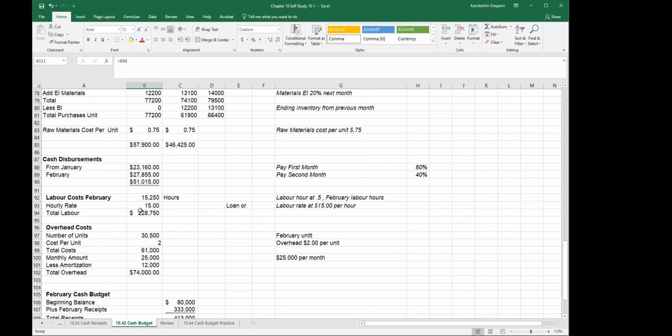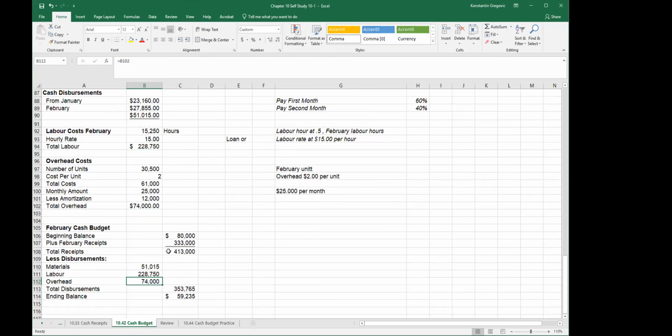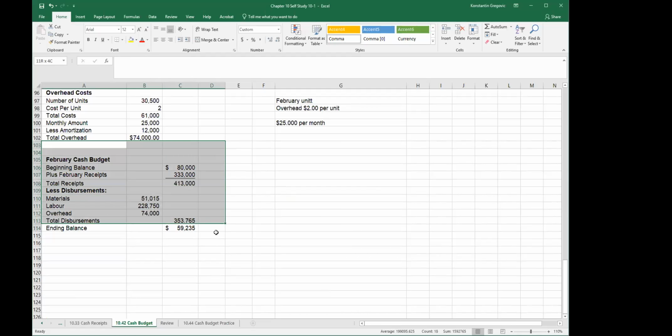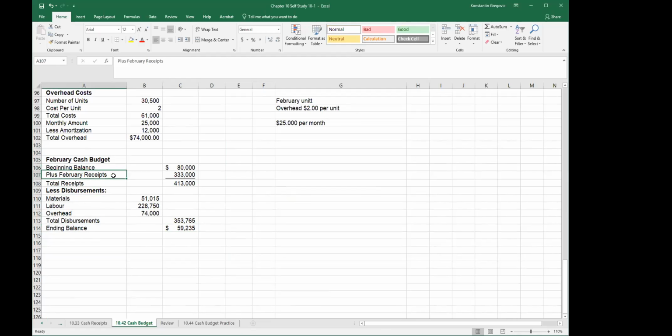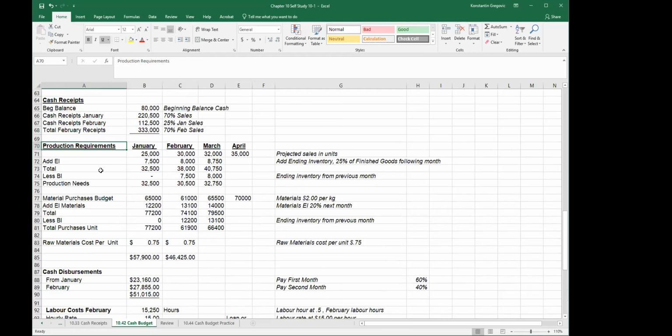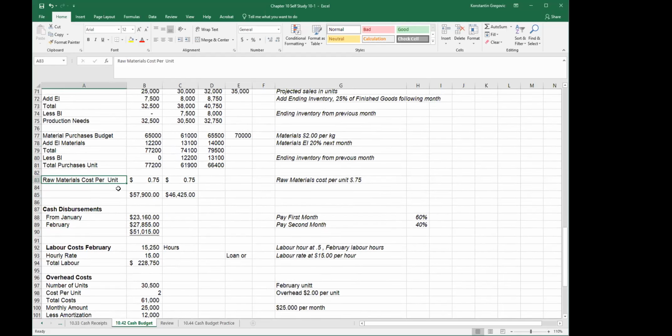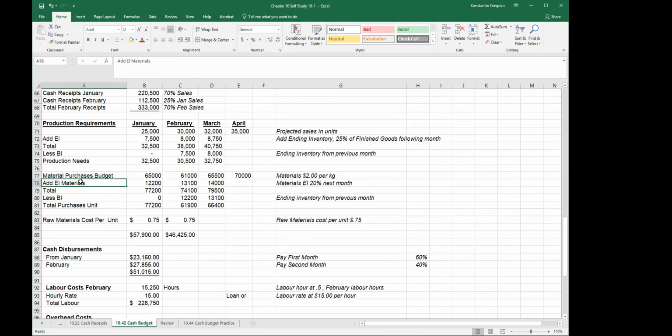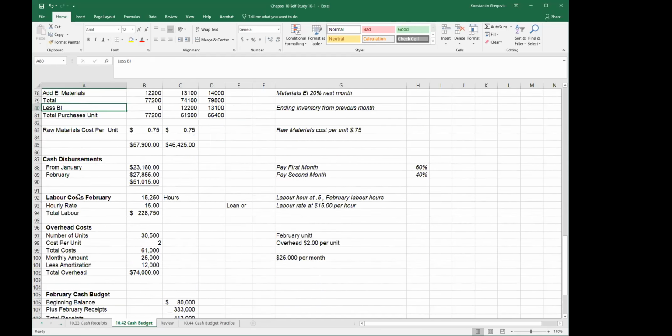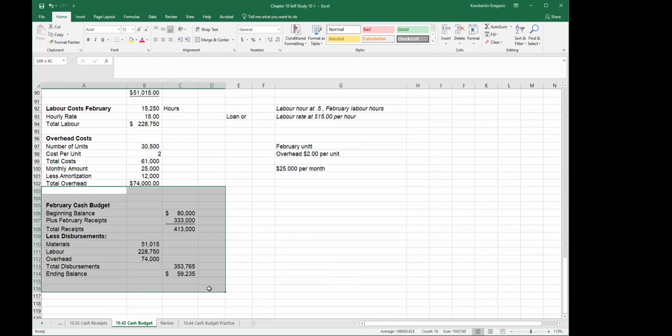51,015. My total labor, 228,000. My overhead, 74,000. There's my ending balance. So you're adding your receipts. You need to calculate your production requirements. You then need to calculate your materials based on your production requirements, adjust for the inventories. And basically, this is how you get to your cash budget. You need to go through the problem to calculate these out.